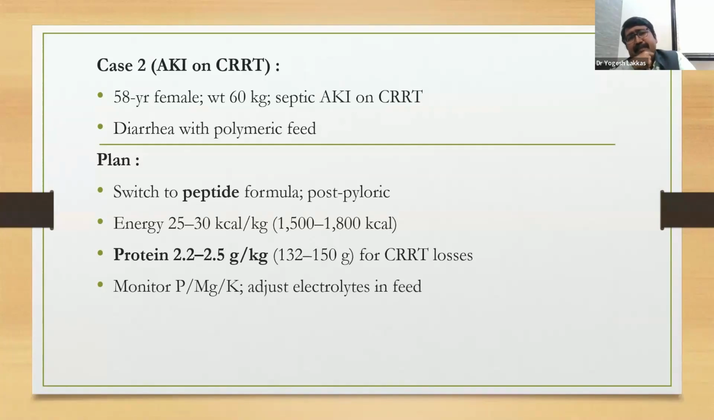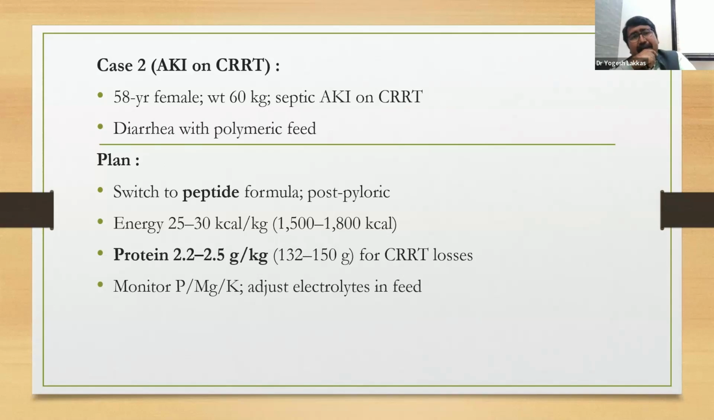weight 60 kg, septic AKI on CRRT, with diarrhea. Here diarrhea is there with polymeric feed. Then what will be the plan for this patient? You can switch to peptide formula. You can use post-pyloric tubing.